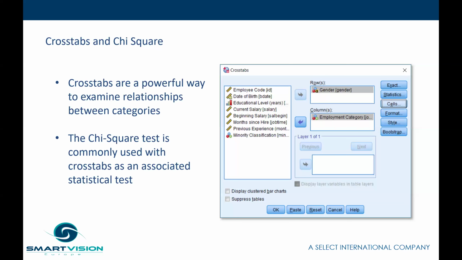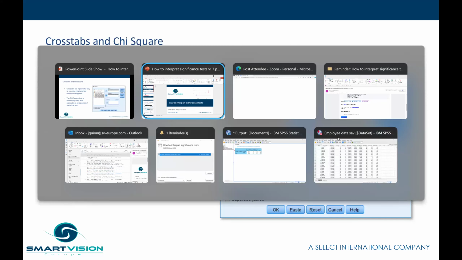This is crosstabs. Crosstabs are a powerful way to examine the relationship between categories. And the chi-square test is kind of joined at the hip to crosstabs. It is commonly used as an associated statistical test. Here we're looking at the relationship between gender and employment category in our data set. I'm just going to jump out of the data set and recreate this.